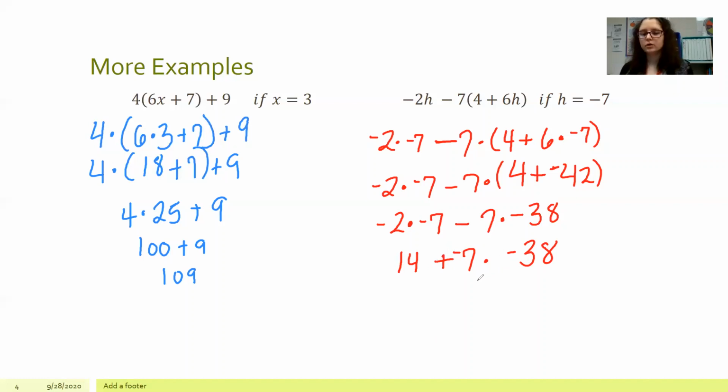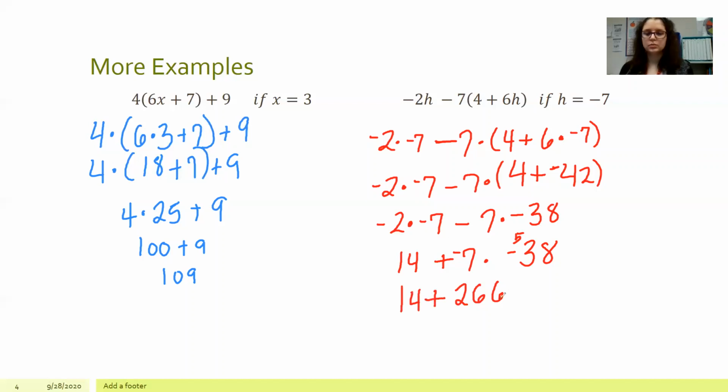Okay, either way works. Eventually we just want to think about this as a negative 7 and then write whatever operation in between. So negative 7 times negative 38. 7 times 8 is 56. We're going to put down our 6, carry our 5. 7 times 3 is 21, plus 5 is 26. A negative times a negative makes a positive.